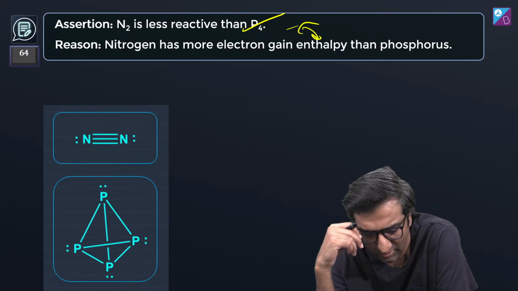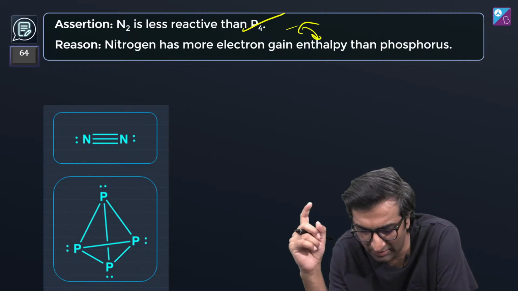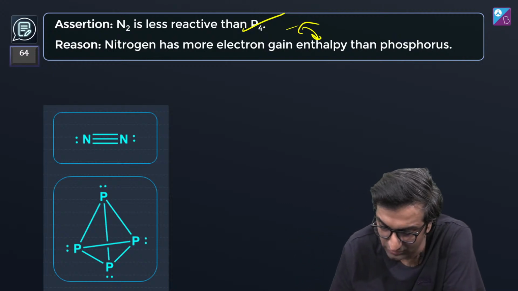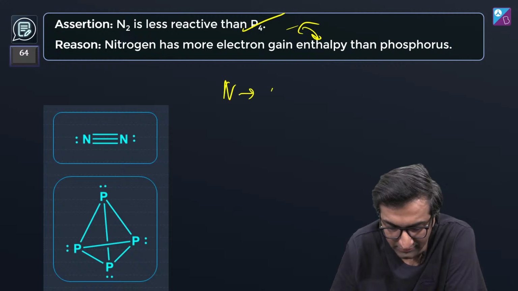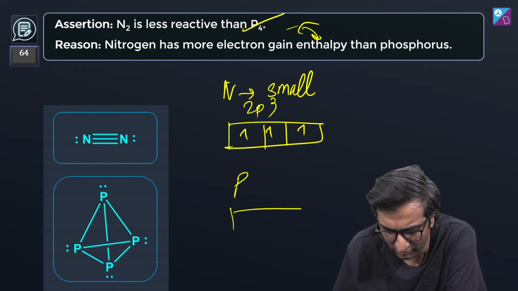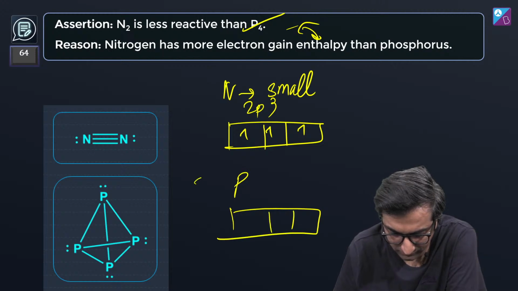Okay, but does it have more electron gain enthalpy than phosphorus? Yes or no? Nitrogen है छोटा, N is small, but it's pretty happy. It's like a p3 configuration. And phosphorus is also p3, but it's 3p.